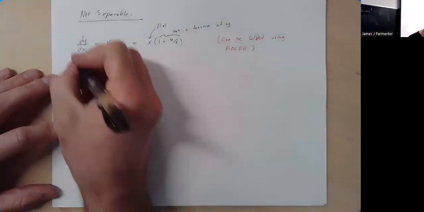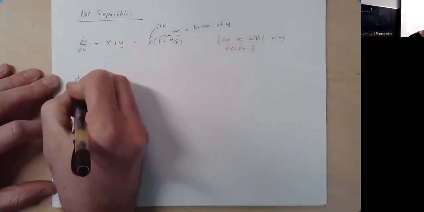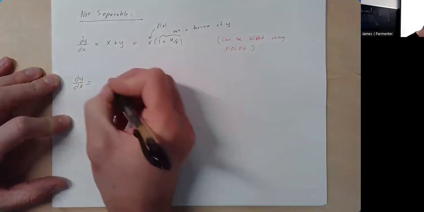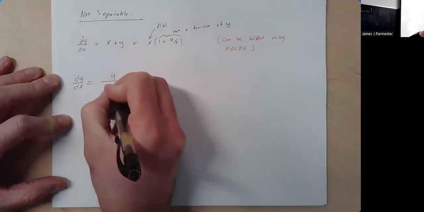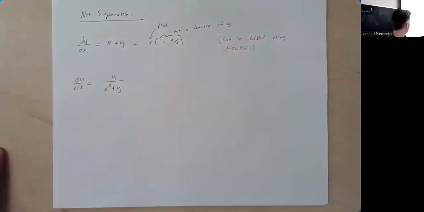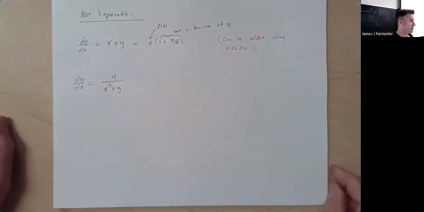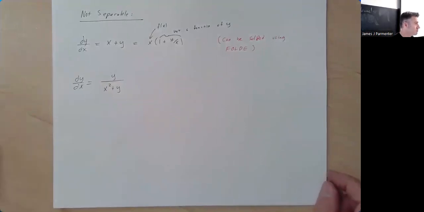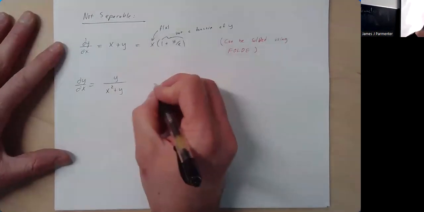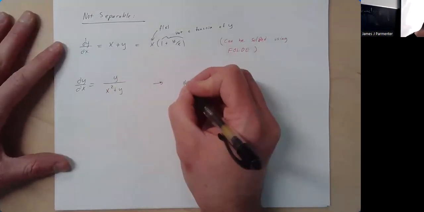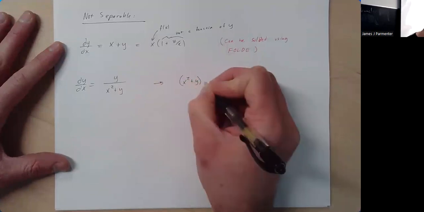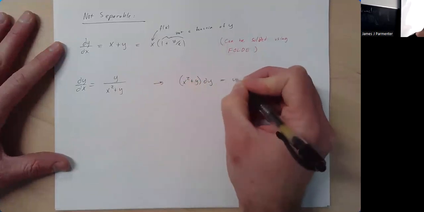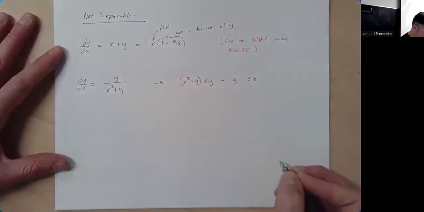Here's another example of something that's not separable. dy/dx equal to y over x squared plus y. There's just no way to get the x's and the y's separate from each other. Can't do it. Like you could try, right? Let's see. I would probably try this first: x squared plus y times dy equal to y times dx. And that seems problematic.